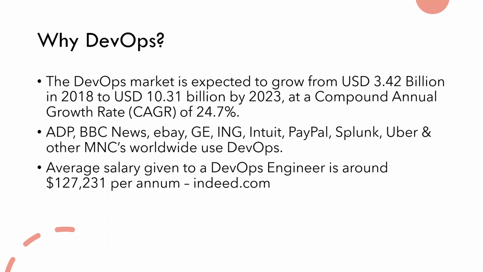For the salary one, I have not seen the current Indeed.com US-based salary average, but as per this, 127,231 dollars per annum was the analysis by Indeed.com. A lot of big companies are using DevOps, like PayPal, Splunk, Uber, GE, ING, and a lot of other startups. They are using DevOps in their applications or whatever projects they have. So it is important to know about DevOps.